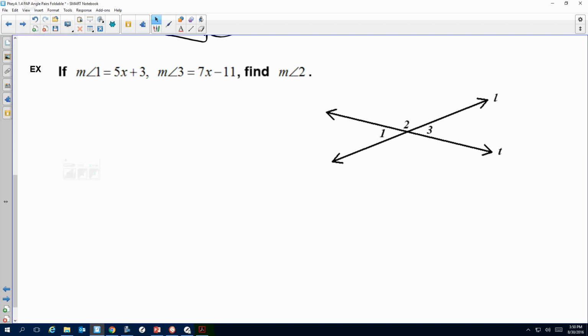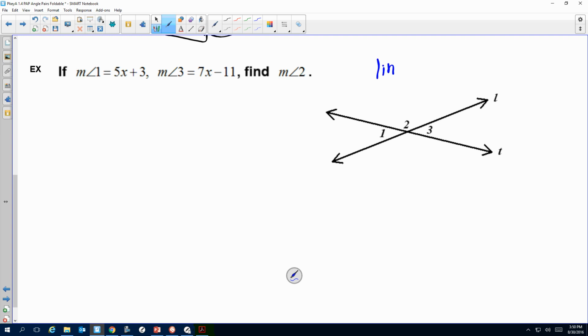Finish up your extra examples, we're going to look at the next example right here. And the first thing I need you to identify or recognize is that you immediately see lines intersecting. And so because you have lines intersecting, therefore you're going to have vertical angles.